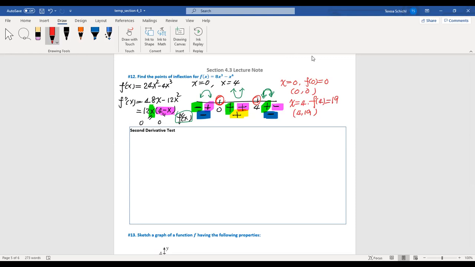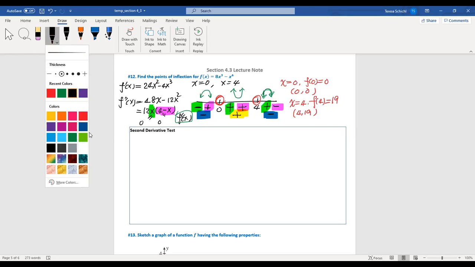Okay, so now we're going to take a look at the second derivative test here. So let's take a look at the second derivative test. Okay, so let's see here.